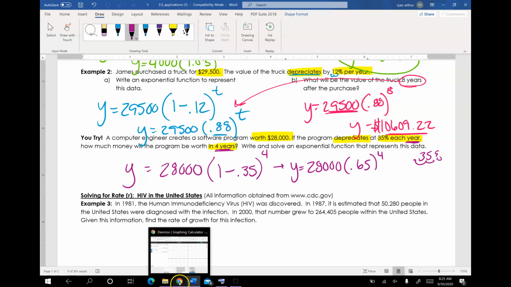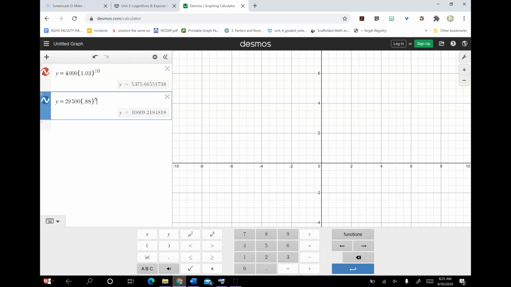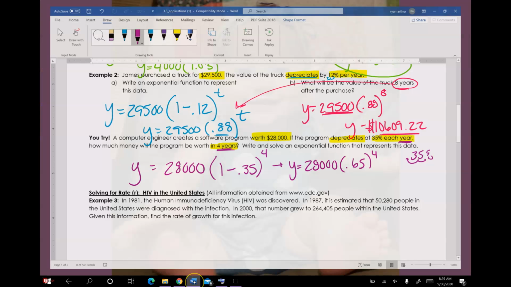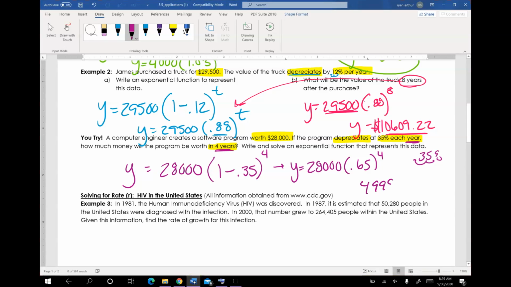Type it in. And I get 4998.18, because that 5 rounds that 7 up. So 4998.18 is what it's going to be worth. Okay? All right. Let's keep going.